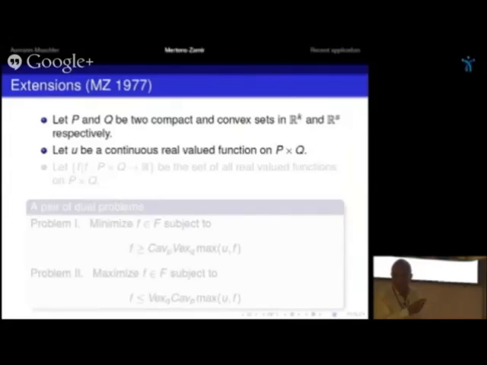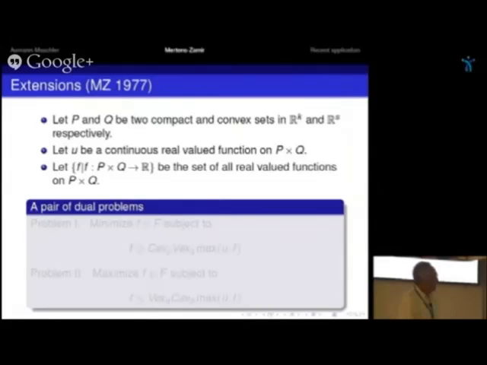I'm back now to the independent case, it's easier. You can do the same with the dependent case, but to describe this, I'm back to the independent case, to the product probability. Now, F is the set of all real valued functions. And look at the following pair of dual problems. Minimize F subject to F greater or equal than the Cav of Vex of max UF.